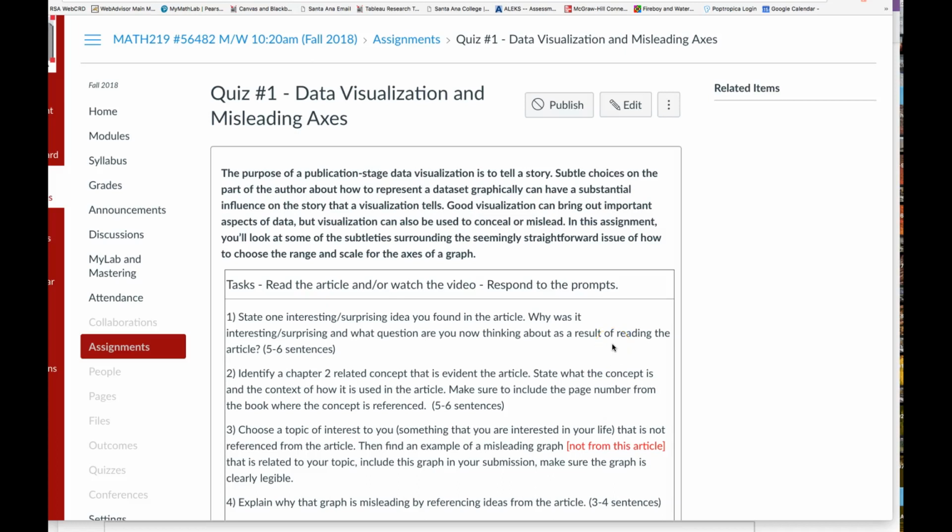This is an introduction to quiz number 1, data visualization and misleading axes. So this is related to chapter 2 concepts. You are going to submit this quiz through Canvas. It will be in the assignments. You also can find it in the modules, which I'll put up.